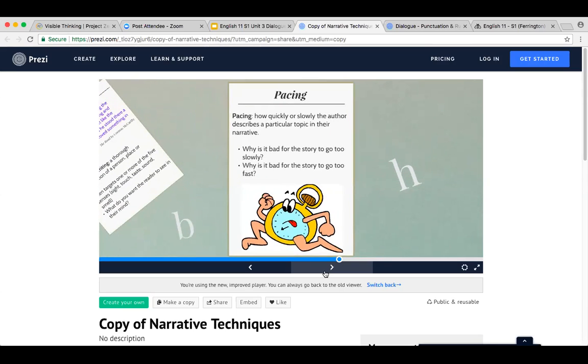The next technique is pacing. That's just how fast or how slowly you're telling a story. It's not good for the story to go too slowly because it becomes really boring and people lose interest and don't want to pay attention to what you're talking about. But it's also not great for the story to go too fast, because if you're moving too quickly, people are kind of lost. They don't know what's going on, or you maybe missed telling some details that you could have told if you had been a little bit slower.